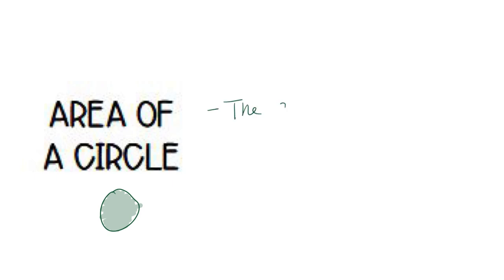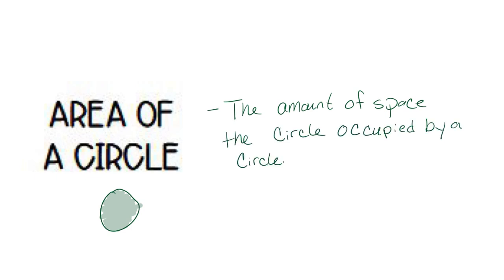So we're going to call that the amount of space the circle occupies. And the formula to figure out the area of a circle is going to be area equals pi r squared. So which is going to be pi times r squared. And remember r squared, in case we want to remember this, really means r times r.